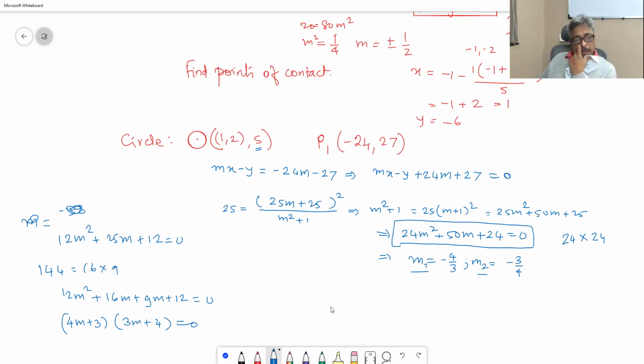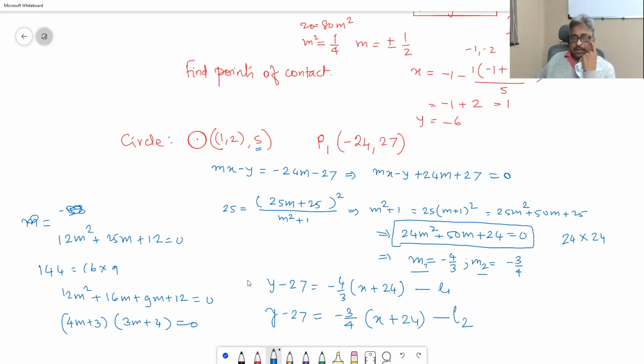Once you have slopes, you can use the slope point form. Y minus y1 is equal to minus 4 by 3 into (x minus x1). This is one line L1. Y minus 27 is equal to minus 3 by 4 into (x plus 24). This is my L2. You wanted two lines, you got two lines. The point was far away from the center of the circle, definitely much more than the radius. Two distinct tangents. Is this clear to everyone?